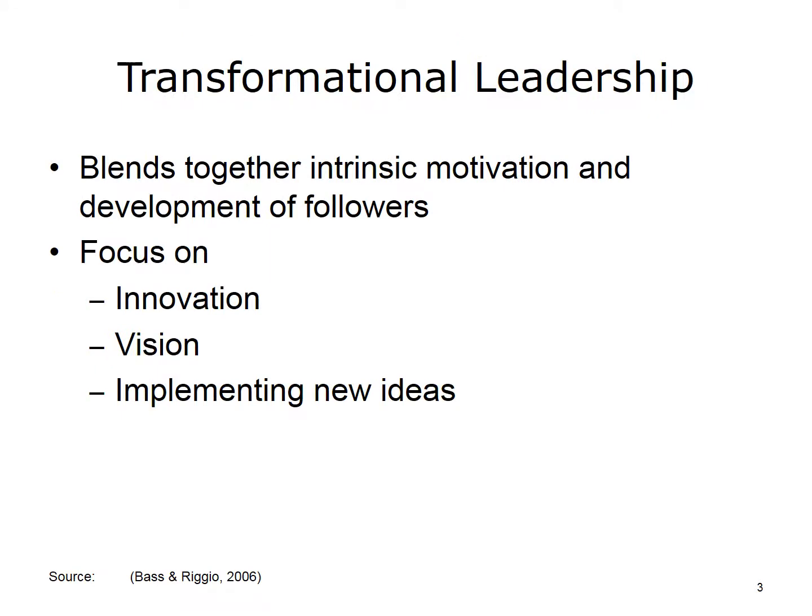According to authors Bass and Riggio, transformational leadership blends together intrinsic motivation and development of followers. Transformational leadership is directed toward the influence and guidance of change in today's complex work environment. There are certain traits associated with transformational leadership. This style of leadership focuses on innovation, vision, and implementing new ideas to move the organization forward. Transformational leaders can inspire followers using a charismatic approach to move beyond acting in their own self-interest and focus more on building and transforming the organization.